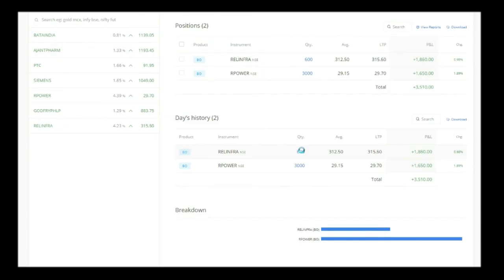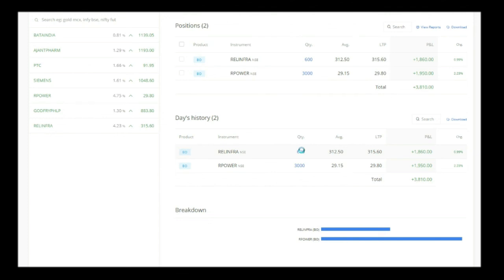Yeah, meanwhile I got some entry in RELINFRA also. I entered an order in RELINFRA, at nearly 1830 rupees. It is in position, and RPOWER is also nearing my target. For RELINFRA, I took just 500 rupees risk, and it is nearly going to achieve my 1:4 risk reward ratio, that is, it is going to achieve 2000 rupees.